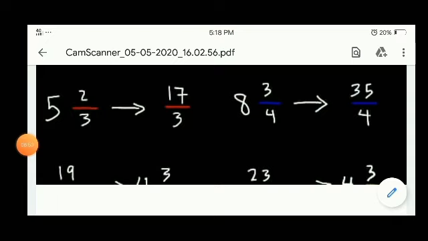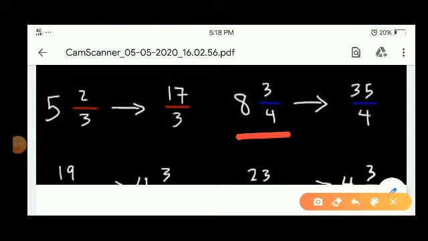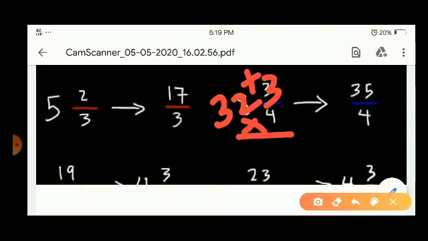The next example is 8 3 upon 4. Same as it is, we have to do as we did in the first example. You have to multiply this 4 by 8. So 4 eights are 32. Here it becomes 32. You have to add 3 to this 32. Here is 3. So 32 plus 3 is equal to 35. So this is our improper fraction, that's 35 upon 4.